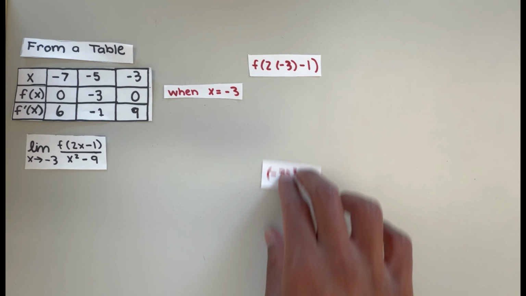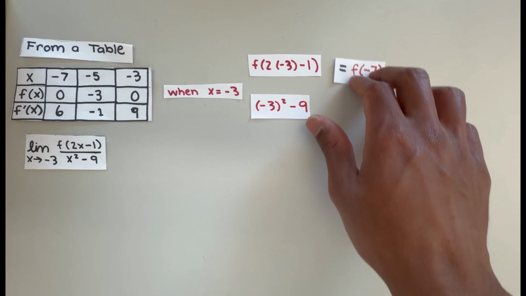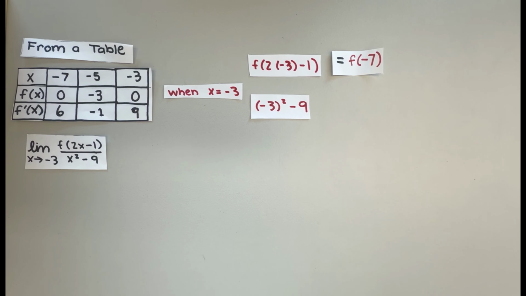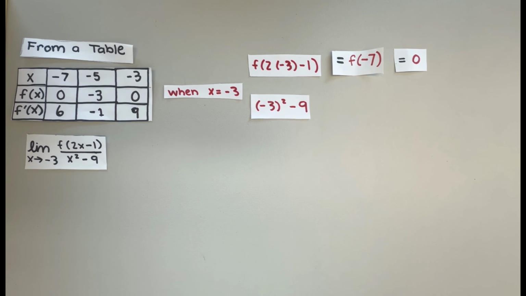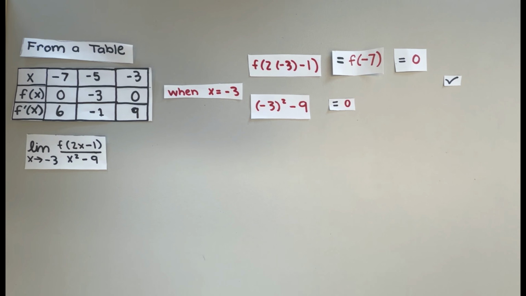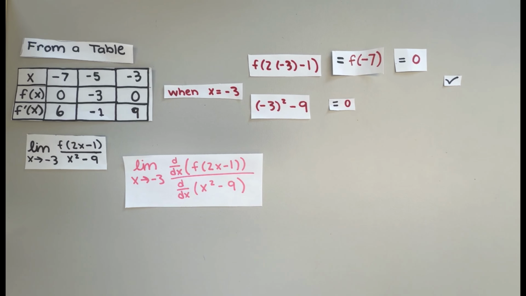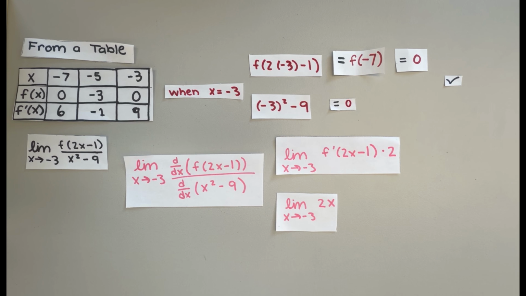For the numerator, plugging in negative 3 gives us f of negative 7. Looking at our table, f of negative 7 equals 0. For the denominator, negative 3 squared minus 9 is also 0. Because we have 0 over 0, we can proceed with L'Hopital's rule. Next, we take the derivative of the top and the derivative of the bottom separately. Using the chain rule, the derivative of the top is f prime of 2x minus 1 times 2, and the derivative of the bottom is simply 2x.